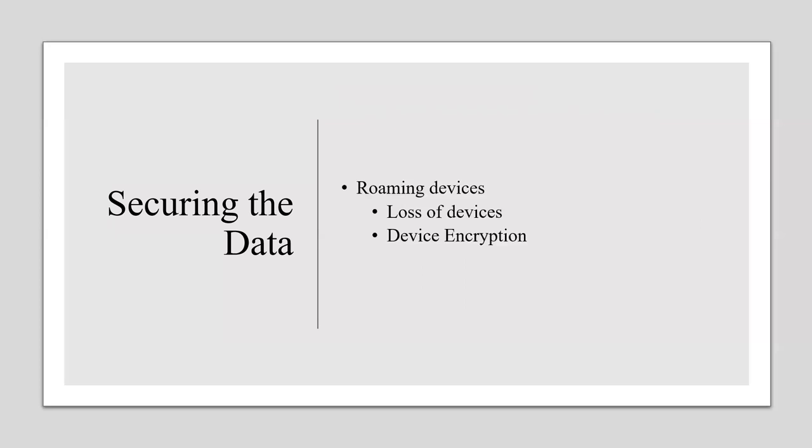We also have roaming devices, which involves the loss of devices or the device encryption. So we have here a scenario in May of 2006. The U.S. Department of Veterans Affairs lost a laptop that contained a database of personal information on 26.5 million veterans and service members. The laptop was eventually recovered. It's a good thing, but it's still a great example of why information must be stored in a secure way.